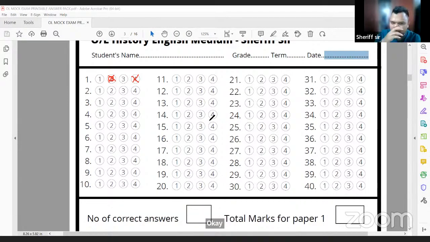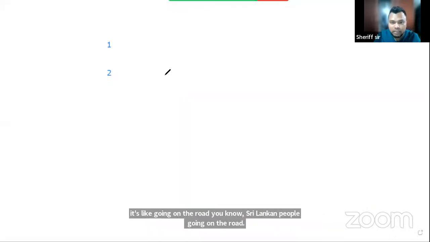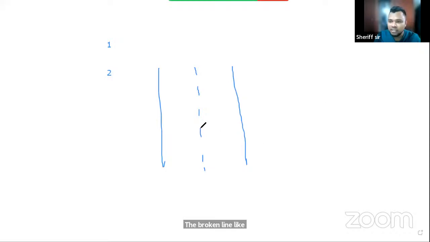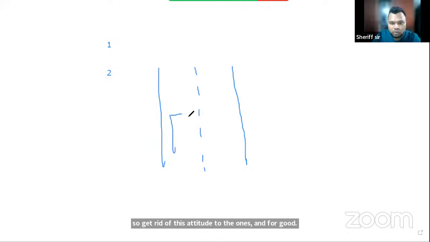Why am I teaching you this? It's just in case, to use in an emergency. That's it. It doesn't mean that it's like going on the road. Sri Lankan people going on the road. Have you seen people driving vehicles on the road? There's a broken line like this, right? Yeah, the Sri Lankan attitude. So get rid of this attitude once and for all. When you drive, you are supposed to be here, not here.